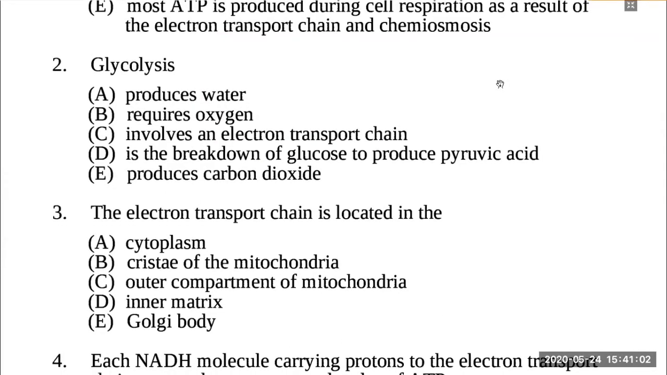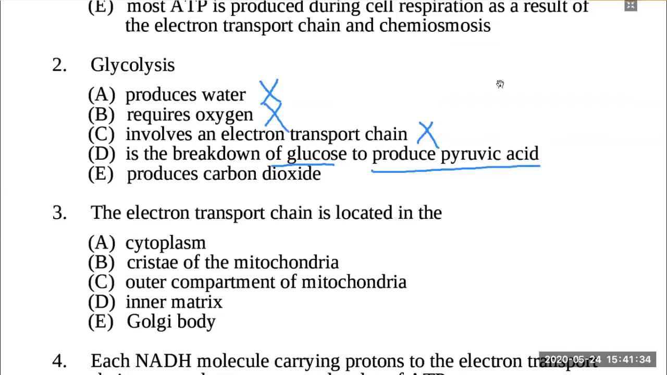Glycolysis. Let us see. Glycolysis produces water, requires oxygen, doesn't require oxygen, and doesn't produce water molecules. Involves an electron transport chain. It doesn't involve any electron transport chain. So these choices are not true for glycolysis. It's a breakdown of glucose to produce pyruvic acid.